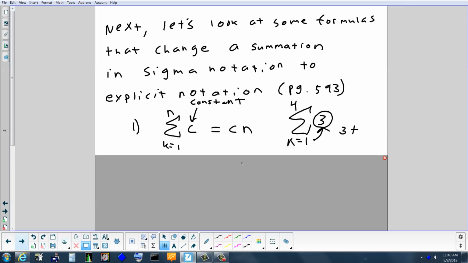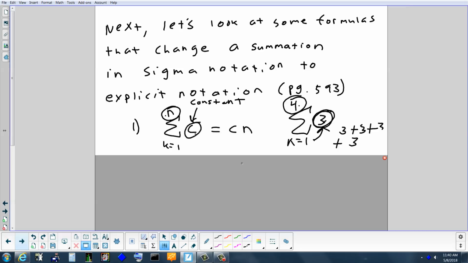What if you plug in 2? You get a 3. What if you plug in 3? You get a 3. And now it says to stop at 4. What if you plug in 4? You get a 3. How many times did you get a 3? 4. You got a 3 4 times. 3 times 4. That's c times n. So that's where that comes from.